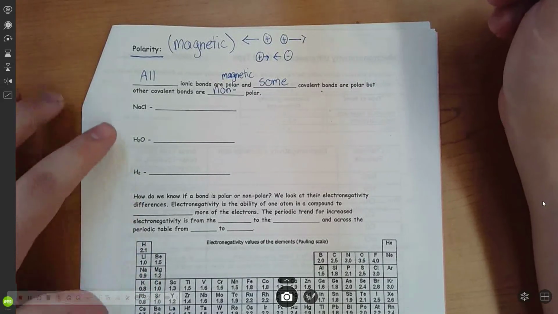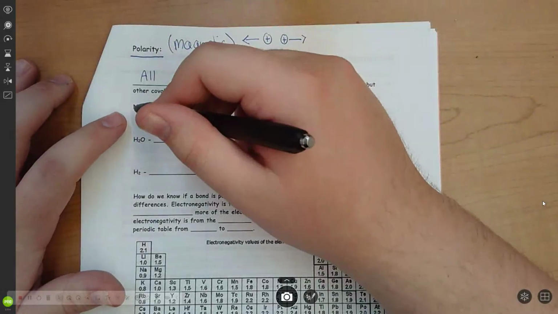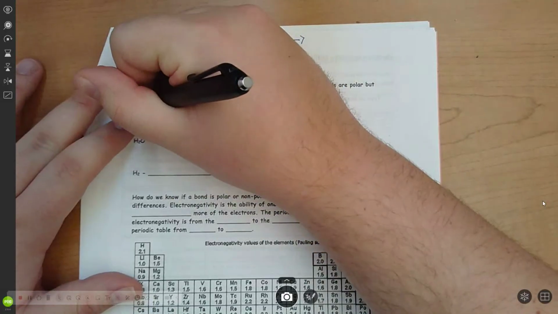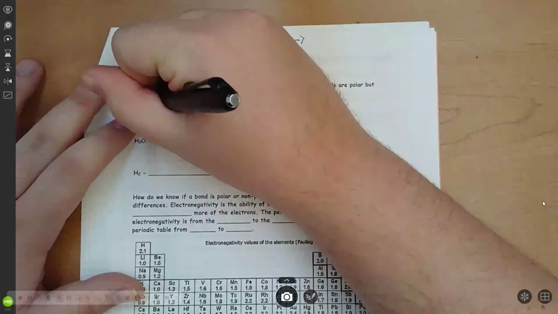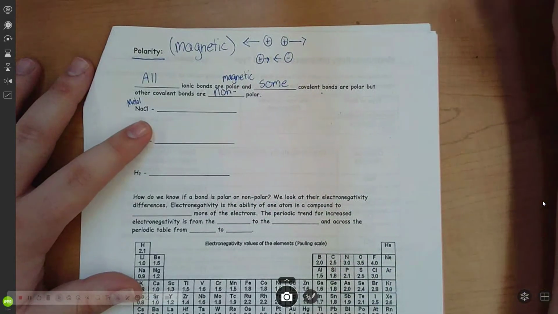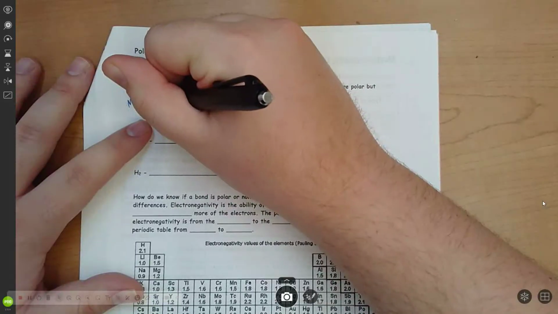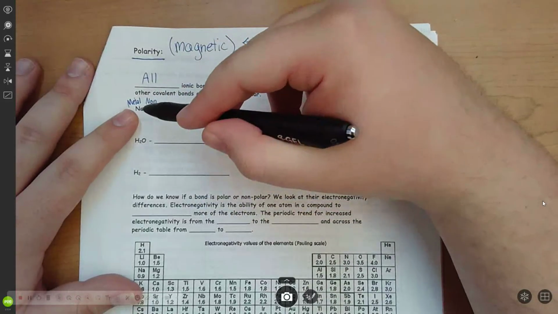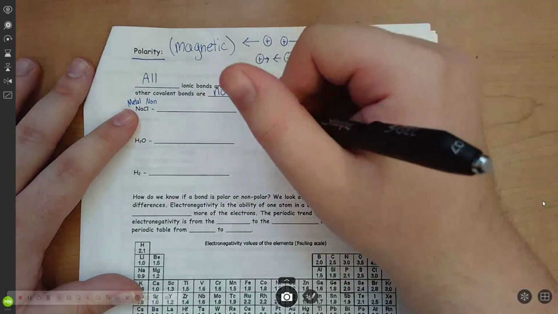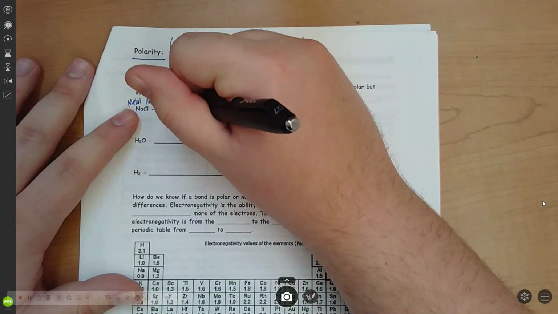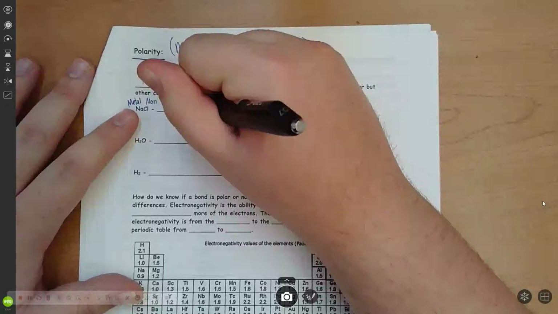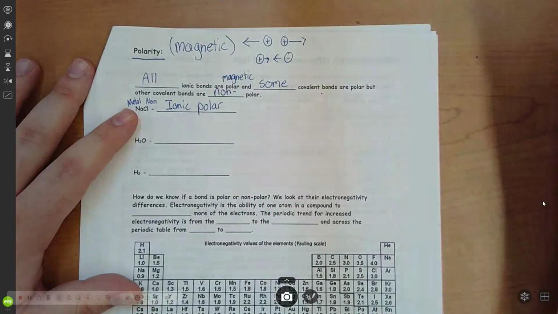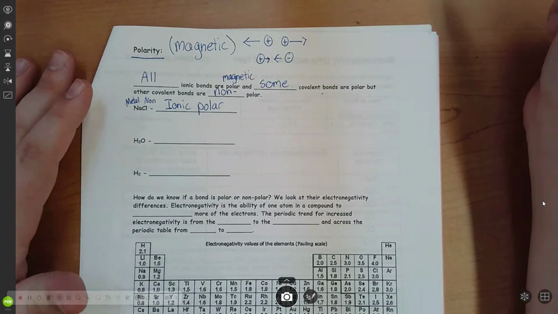For our first one here, let's do this example together. Sodium is a metal, so I'm going to put metal above sodium. Chlorine is a nonmetal, so that's a non. And remember, when one is metal and one is nonmetal, that always means it's an ionic bond. And so this is actually ionic, which is always polar. So I'm going to say it's ionic polar.